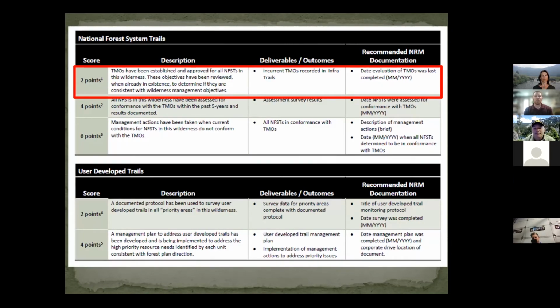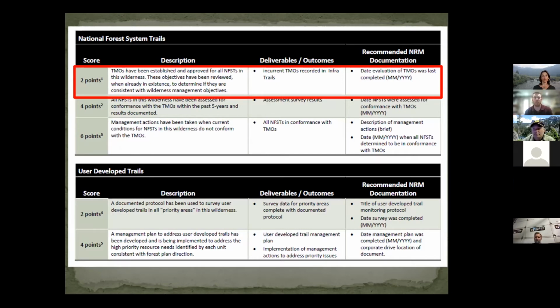Okay. So for the 2-point level, the reason we had Brenda go over all that information pertaining to TMOs and trail class matrix and WROS is because if you look at the points, it all revolves around TMOs and how they relate to wilderness, if they're established, when you've last checked them, all that stuff. So that's why we gave you all that information up front, because for each of the points, you're going to be referring to TMOs for your system trails. Understanding the TMOs and the different components of it will help you evaluate your trails, which is how you get your points for TMO compliance.